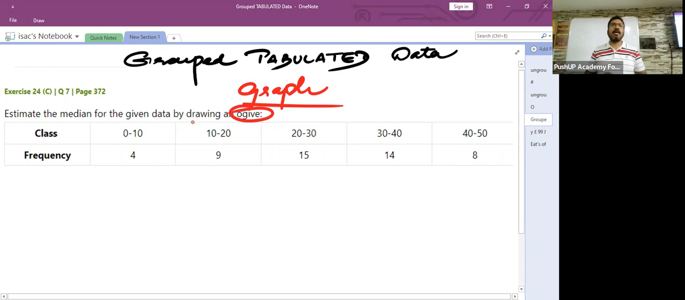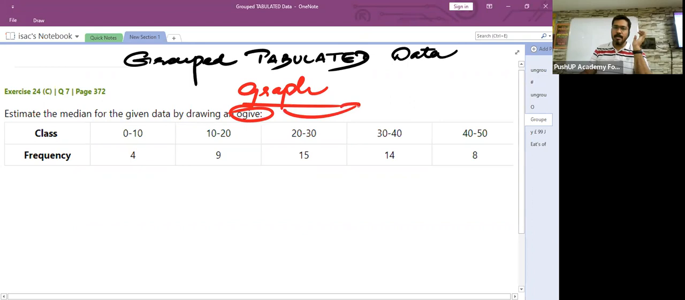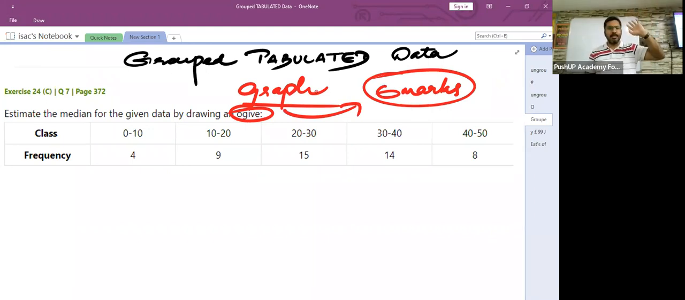Children, ogive or cumulative frequency curve. This is the most important topic in this whole chapter because the total weightage is 6 marks. It is going to be very easy for you because you have learned all the basics. Everything is done, children. In the next session, that is on Saturday, we just need to bring the graph paper. I'll ask you to draw the XY axis and then start plotting the points, connect the points with your free hand, and then find the median value.